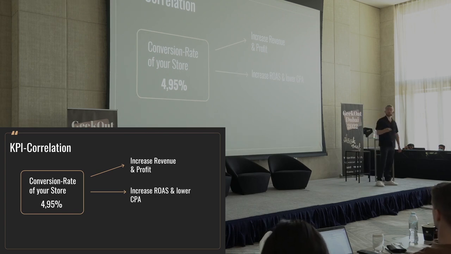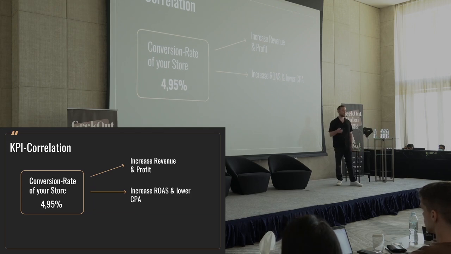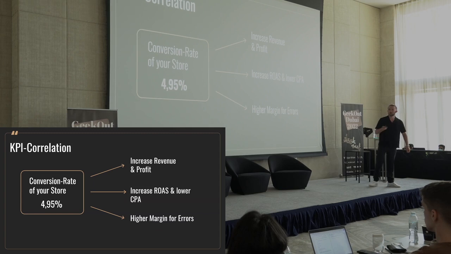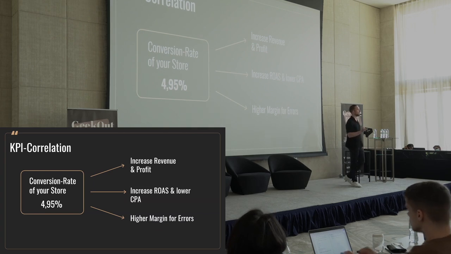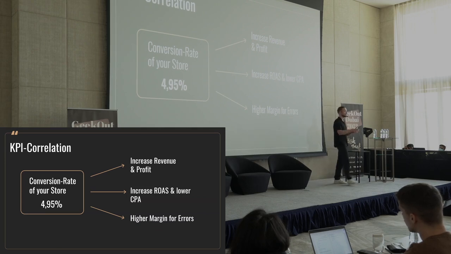But you can also increase your ROAS and therefore have a lower cost per acquisition. And this leads to a higher margin for errors for you as a media buyer. And this is really, really underrated. And now let me tell you why. With a higher margin for errors, you can literally mess up more in the front end. So you can test the heck out of angles and copywriting and creatives in your ads.